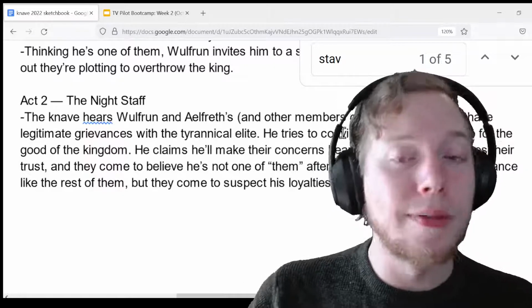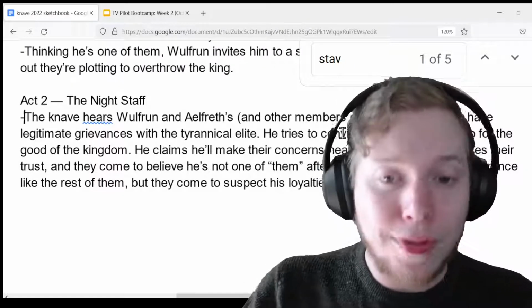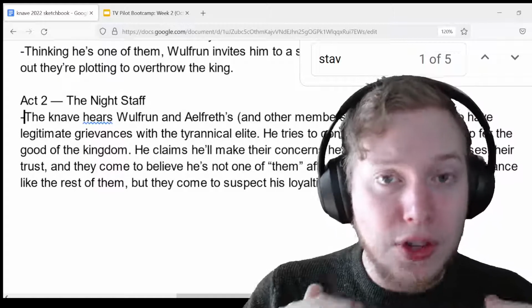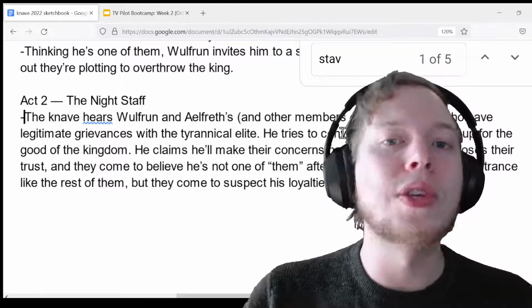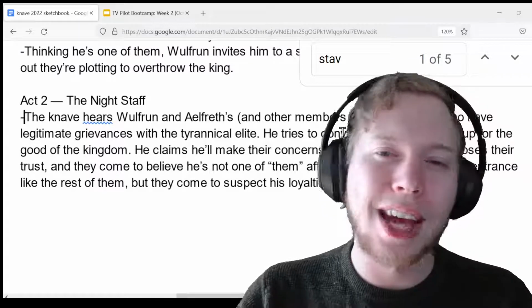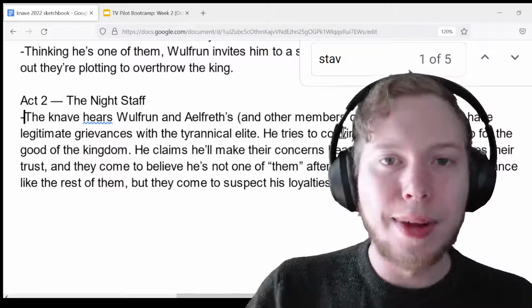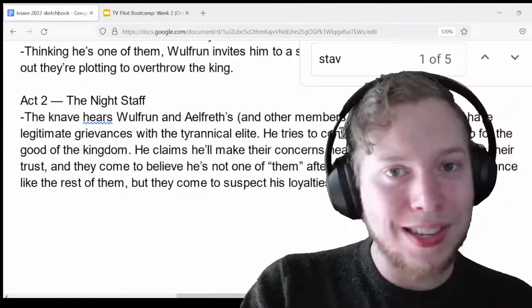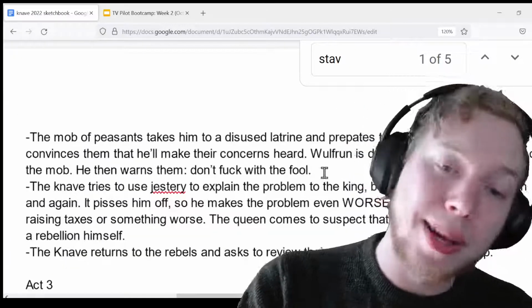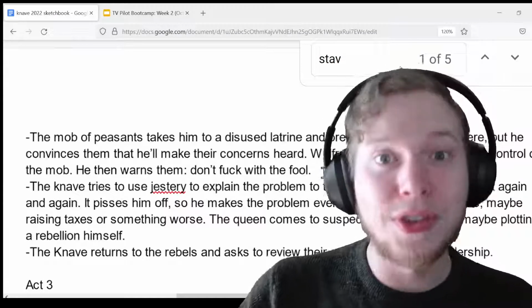So the knave tries to convince them to give this up. He says, for the good of the kingdom, you don't want to take charge now. Things are too politically volatile. He's like, I'll take your concerns to the king. But he ends up losing their trust when they start to realize, wait, maybe he's not actually one of them. He acts like one of them, and he uses the servants' entrance, but he's not one of them at all. And they start to suspect that his loyalties lie elsewhere. So the mob of peasants takes him to a disused latrine and prepares to murder the knave.